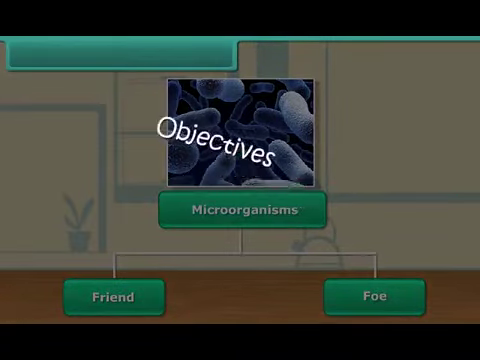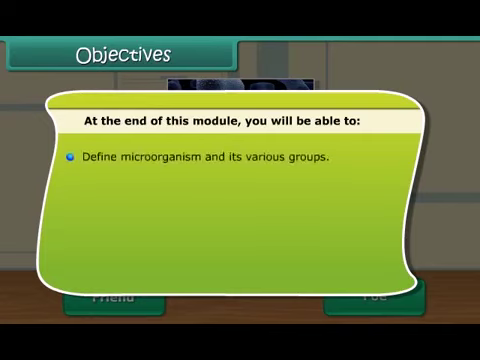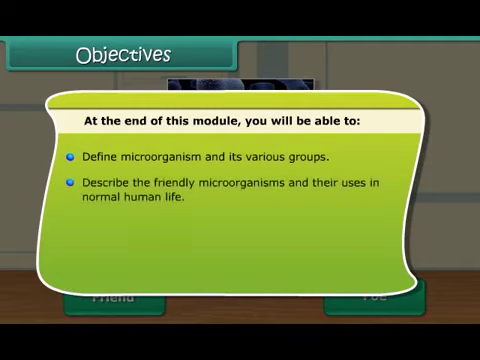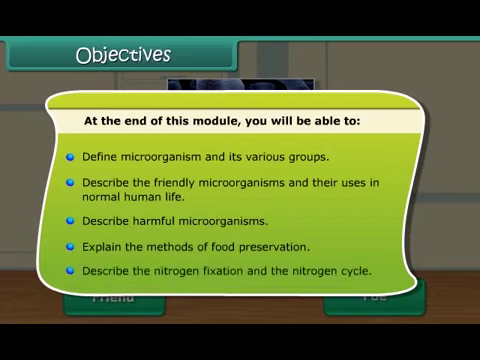Objectives. Friends, at the end of this module, you will be able to define microorganisms and their various groups. You will also be able to describe the friendly microorganisms and their uses in normal human life. Besides, you will be able to describe harmful microorganisms and explain the methods of food preservation. In addition, you will also be able to describe nitrogen fixation and the nitrogen cycle.